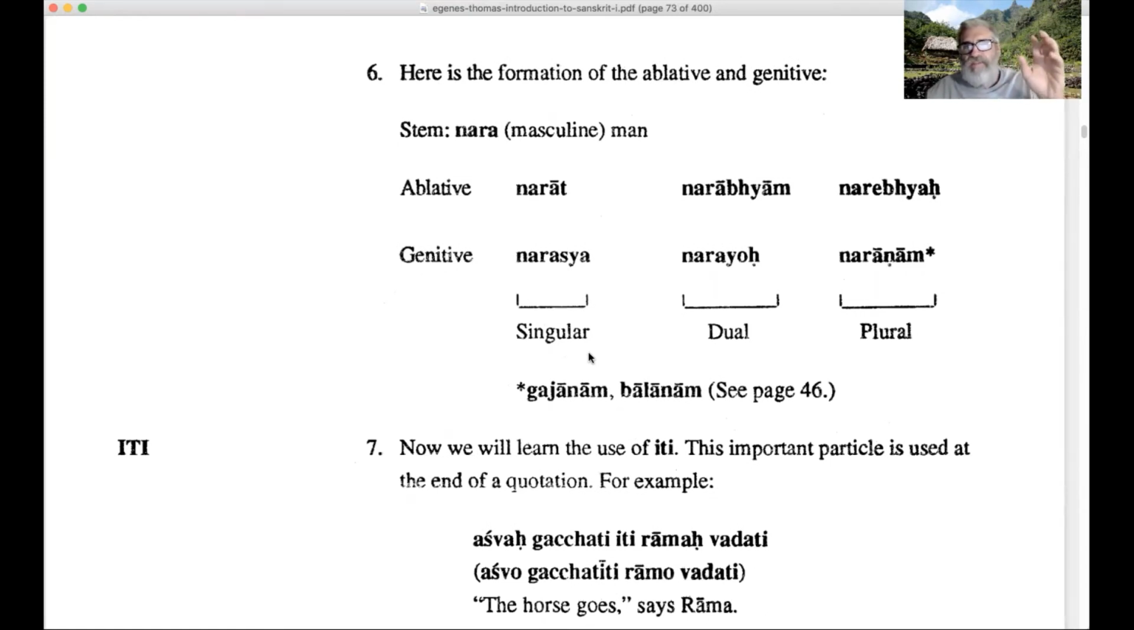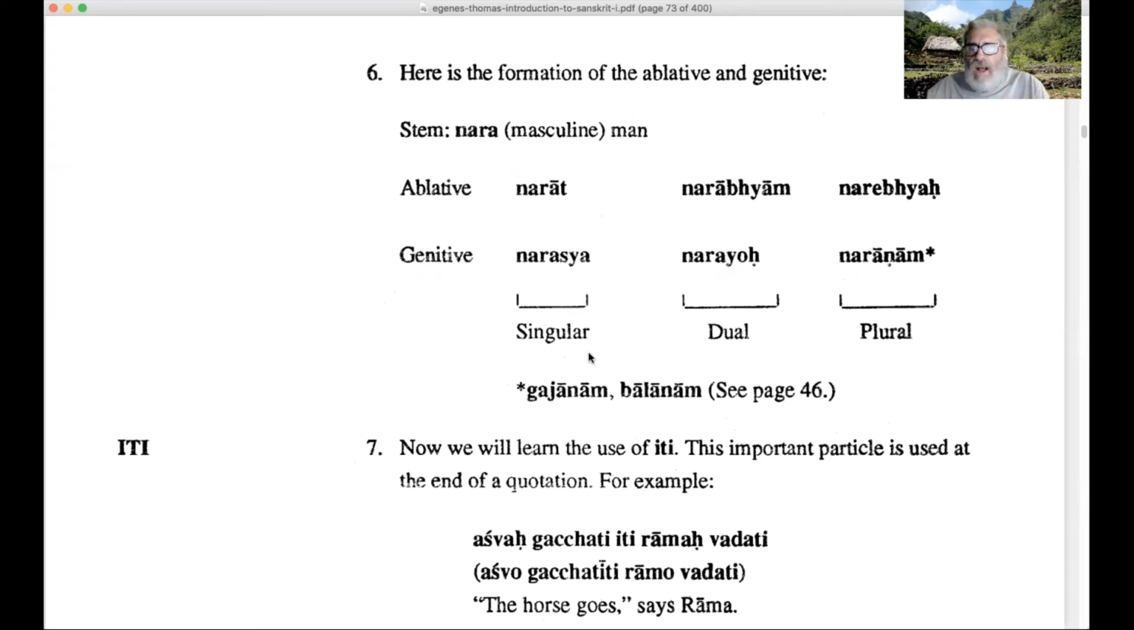We're going to go ablative: singular, dual, and plural. Then we're going to go genitive: singular, dual, and plural, in the way we say it, in the way we recite it, in the way we learn it. Narat, narabhyam, narebhyaha, narasya, narayoho, naranam, right?